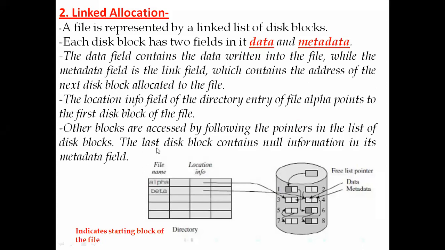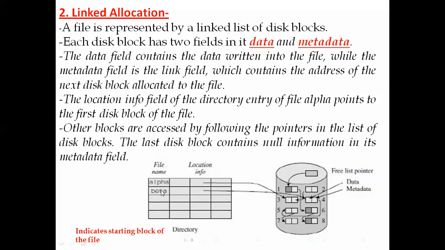Okay, and also we have the use of the directory here, and this directory will be indicating the starting block of the file, right? For example, you can see here, this file by name alpha, and its location information is indicating the starting block of the file, and that particular disk block is disk block number 3. Disk block number 3 is indicated by the location information of the file name alpha.